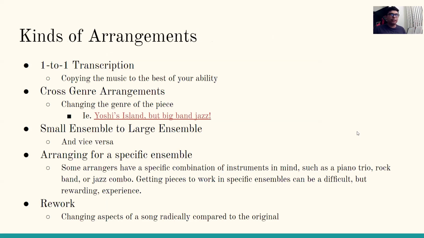And we have a couple of different kinds of arrangements that you might come across. We have our one-to-one transcription. So this is when you're just trying to copy the music to the best of your abilities. You want to do a Final Fantasy piece, and you hear the strings, you write down the strings as you hear it, etc. A one-to-one transcription. I would encourage expanding out of one-to-one transcription, but it's a good way to really progress yourself into this world of arranging.